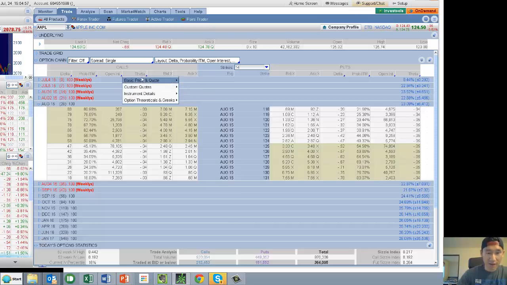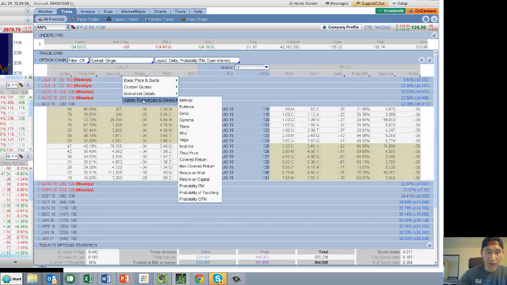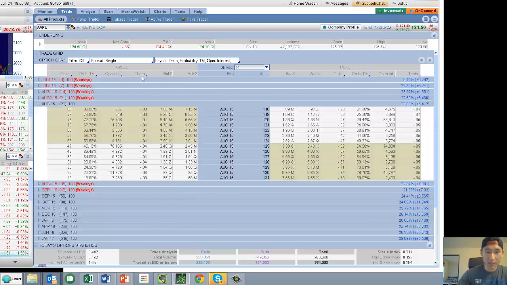If you don't have theta there, just click on theta and then you go to option theoreticals and Greeks and then theta. And what that does, that'll change both your calls and your put side as well. So you can see here, theta is negative 0.04.